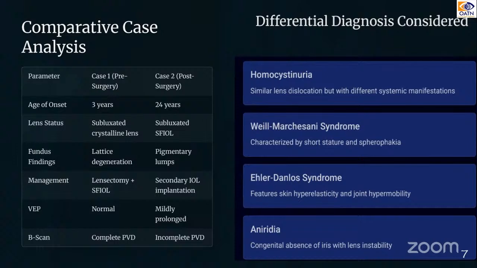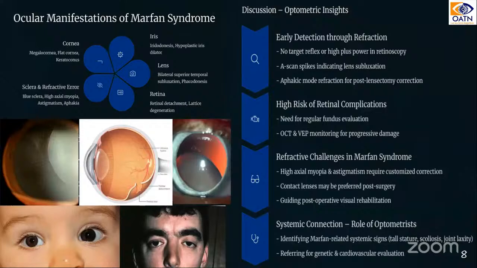Visually evoked potential showed mild prolongation in case 2, indicating potential optic nerve involvement. Key differential diagnoses considered were homocystinuria, Weil-Marchesani syndrome, Ehlers-Danlos syndrome, and aniridia. Marfan syndrome presents various ocular features, to name a few: megalocornea, iridodonesis, a flatter cornea, and retinal detachment risk.